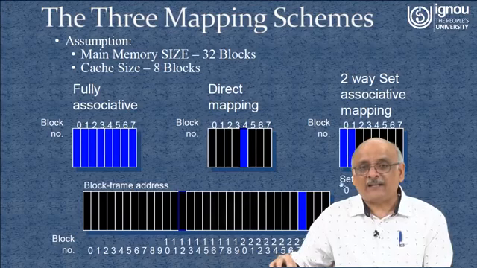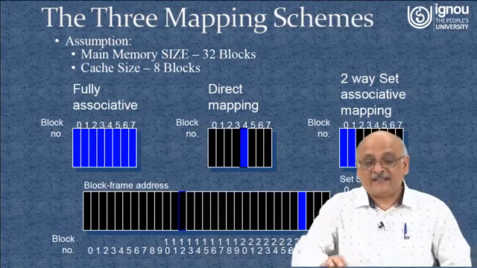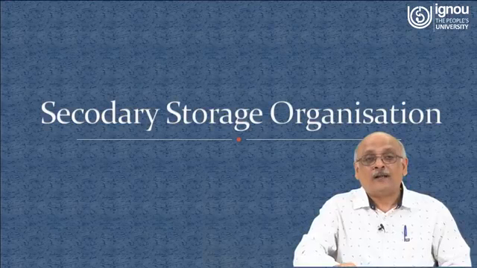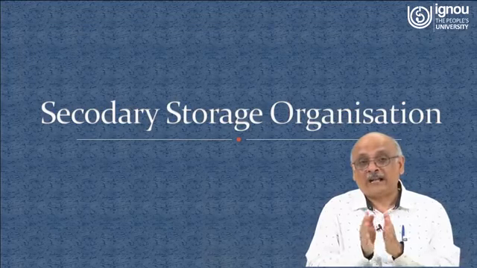Why? Because for 28, how many sets are there in total? There are only 4 sets, okay, set 0, set 1, set 2, set 3. So we divide 28 by 4, and it has to be set 0, right. So the modulo is 0, so it can be in any of these 2 locations, right. So this is the mapping scheme which you can follow from the main memory to the cache memory.